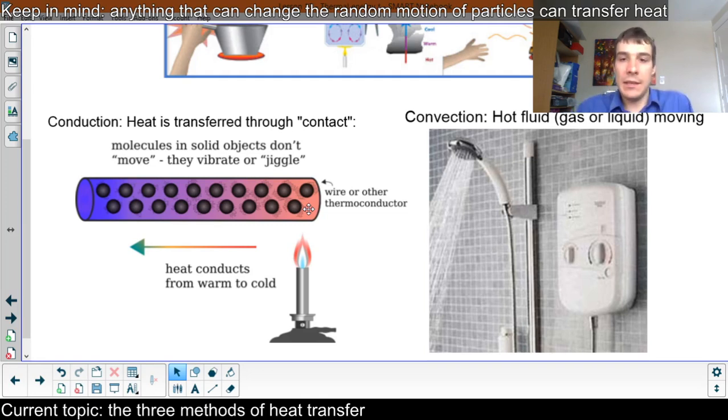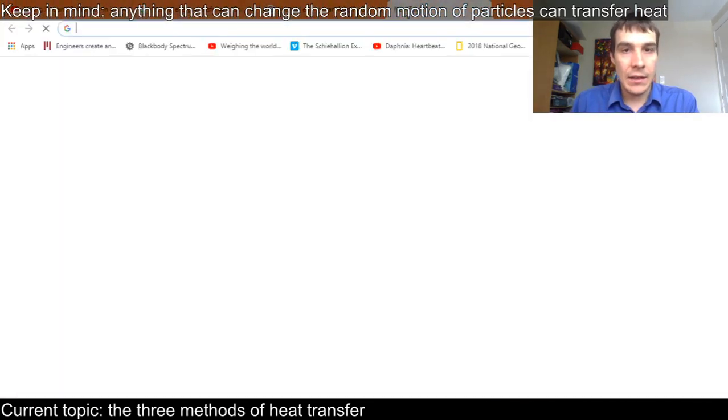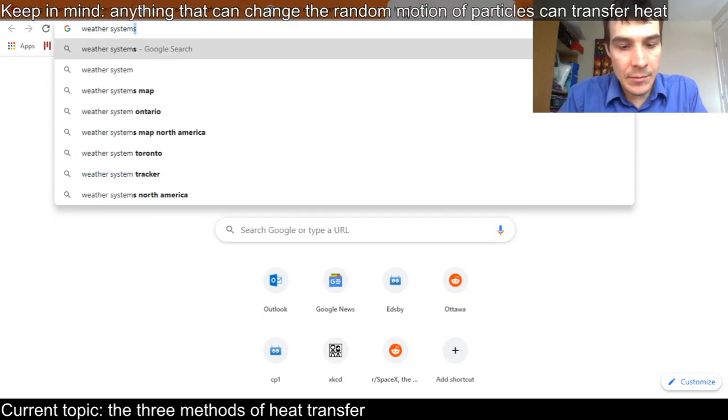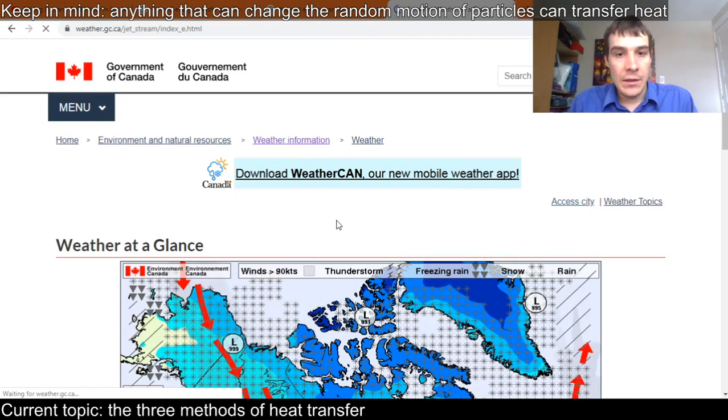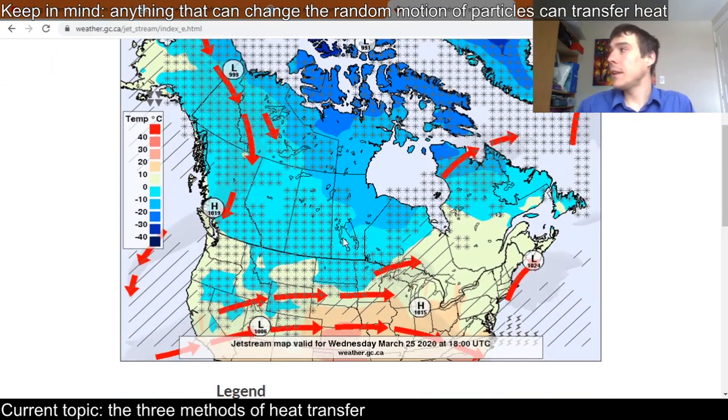We see the same thing in weather reports and stuff like that. So if I pull up, say, a weather system map of Canada, here's our system map. You can see that there's hot air down here and cold air up here, and you can see that the cold air right now is moving downwards and the hot air here is moving towards the east. So tomorrow, this hot air is going to be over here where Ottawa is, and we're going to have a warmer day tomorrow than we will today.